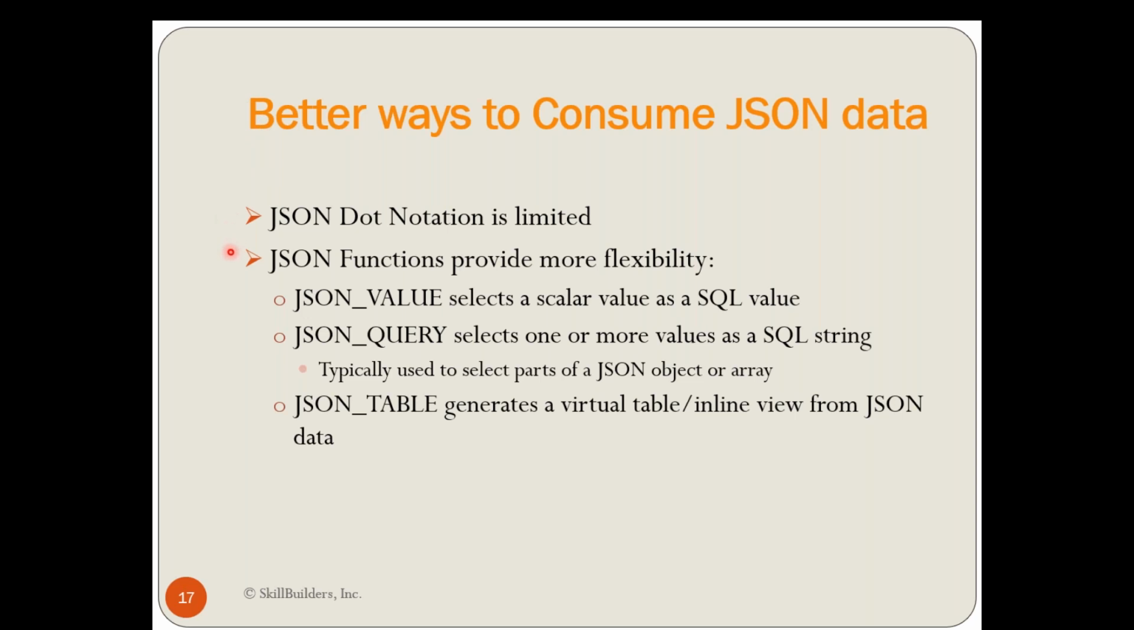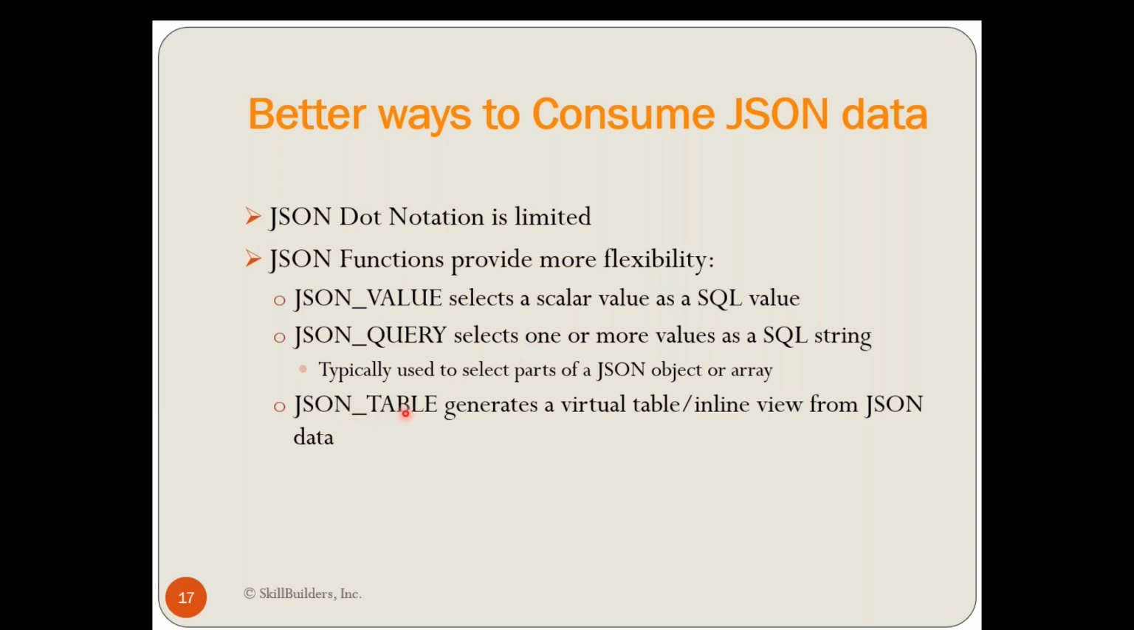Okay, better ways to consume JSON. JSON dot notation, we know, has limitations. So Oracle provides you with functions: JSON_VALUE, JSON_QUERY, and JSON_TABLE. Those are the three key functions. JSON_VALUE drills down and selects a single value anywhere in your JSON document. If you need more than a single value, like a piece of this JSON structure, you can use JSON_QUERY, and then it returns that as a JSON object as a SQL string. So it looks like JSON though.